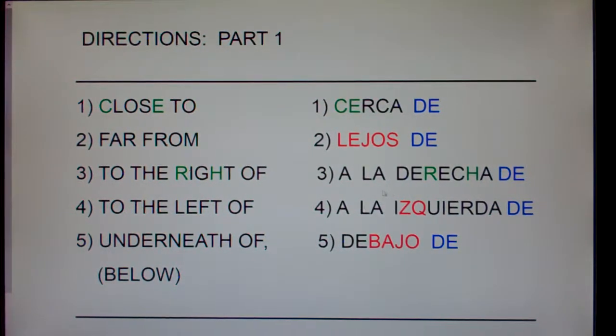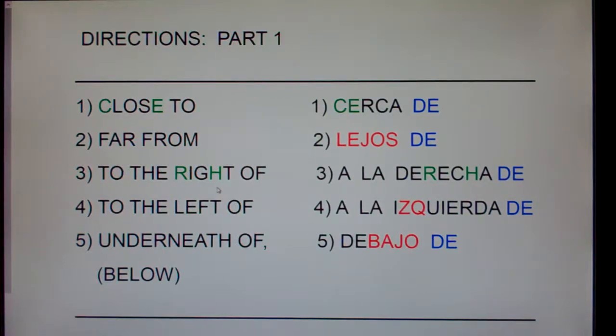Okay? Now, notice that right has an R and an H, and derecha has an R and an H. Where do I put it? I put it to the right of, a la derecha. Okay? Now, to the left of is a la izquierda. Everybody say that. A la izquierda. A la izquierda is to the left, and a la izquierda de is to the left of, okay?